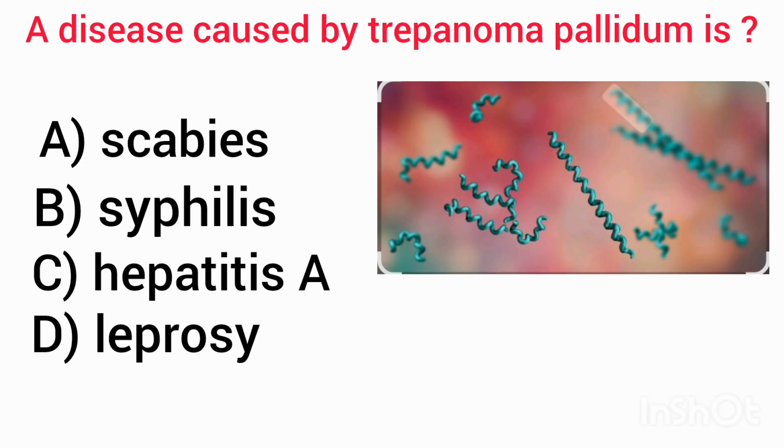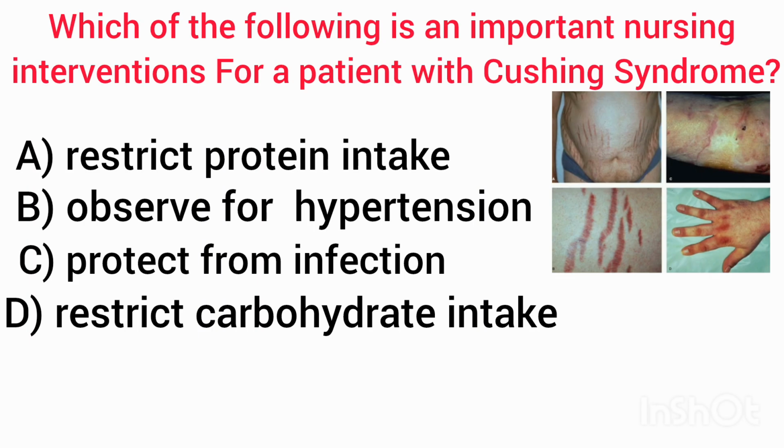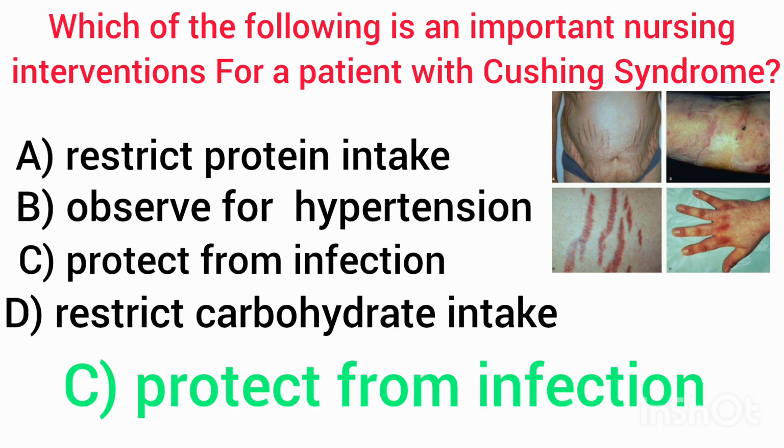A disease caused by Treponema pallidum is: scabies, syphilis, hepatitis A, leprosy. Answer: syphilis. Next question. Which of the following is an important nursing intervention for a patient with Cushing syndrome? Restrict protein intake, observe for hypertension, protect from infection, restrict carbohydrate intake. Answer: protect from infection.